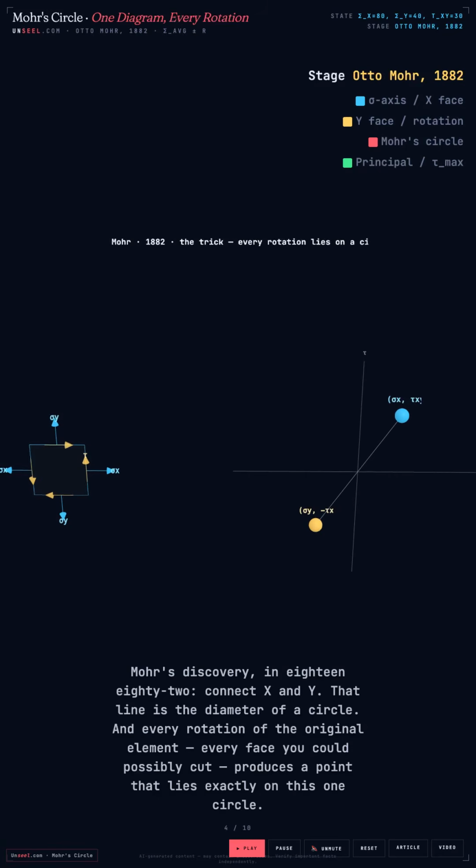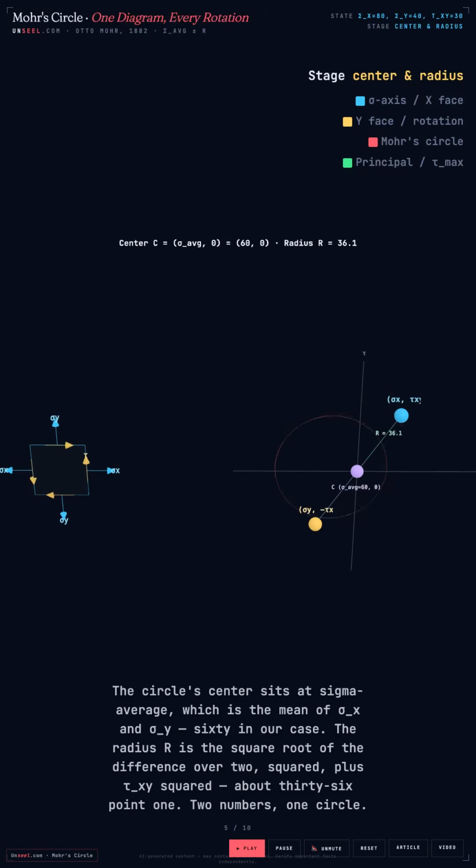That line is the diameter of a circle, and every rotation of the original element, every face you could possibly cut, produces a point that lies exactly on this one circle. The circle's center sits at sigma average, which is the mean of sigma x and sigma y, 60 in our case. The radius r is the square root of the difference over 2 squared plus tau xy squared, about 36.1. Two numbers, one circle.